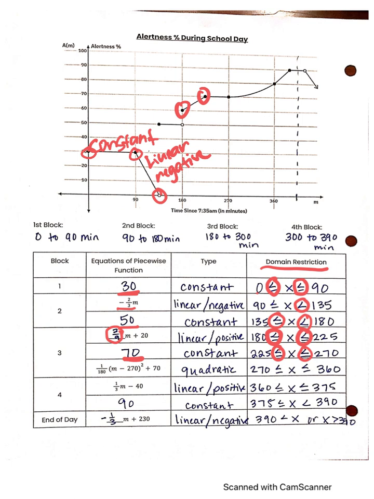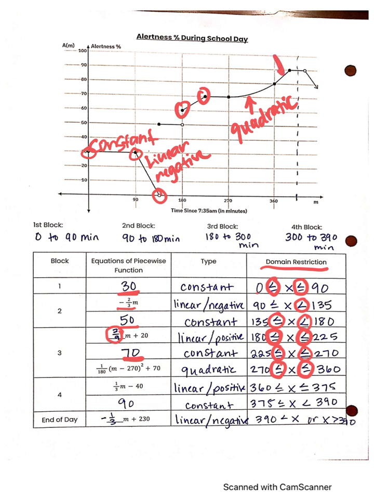The next piece is slightly curved, so we know that's quadratic because it looks like a piece of a parabola. The function that models that piece of the parabola is 180 times m minus 270 squared plus 70. The x values that are valid for that piece are from 270 minutes to 360 minutes. Notice both endpoints are solid, so that means both endpoints need to be included.